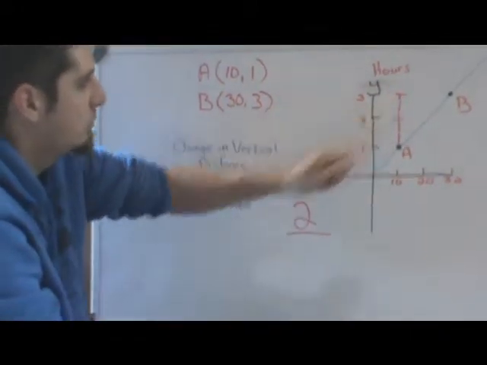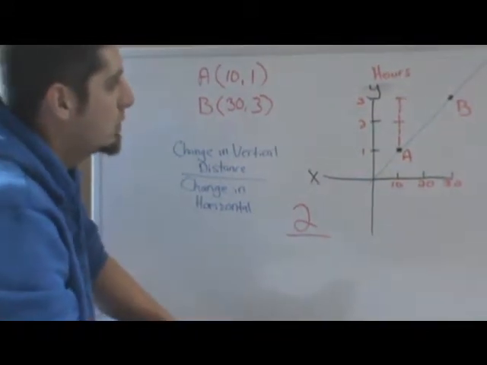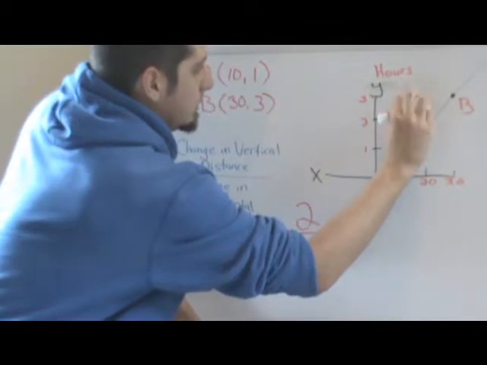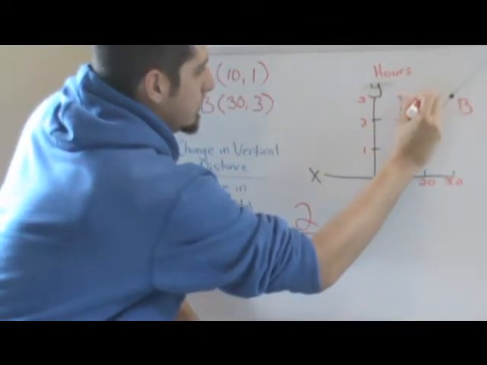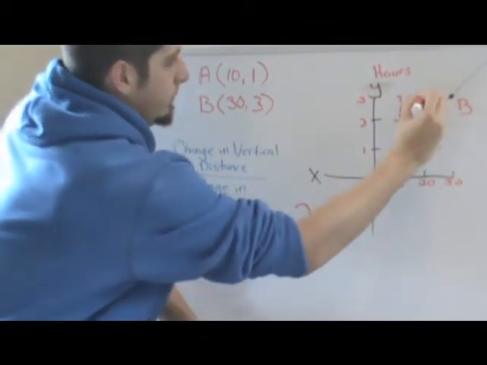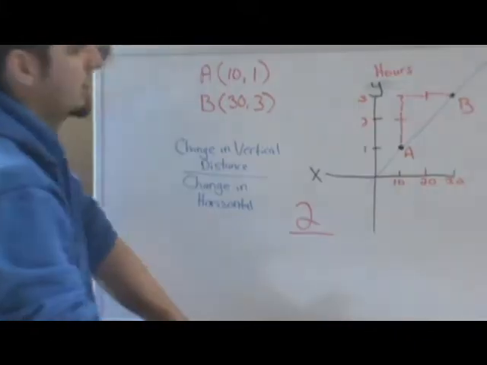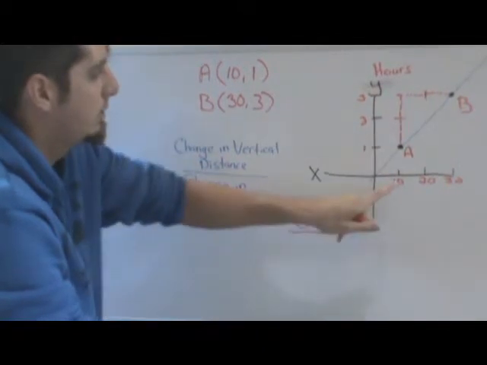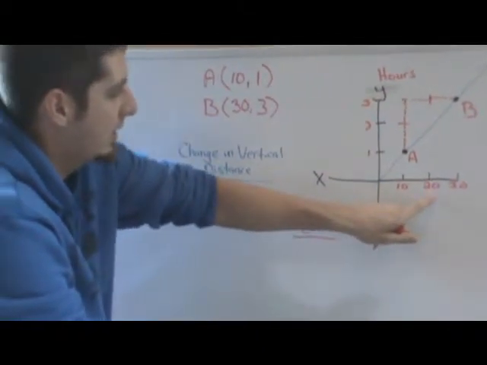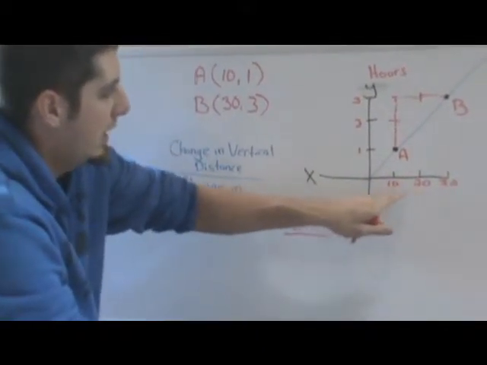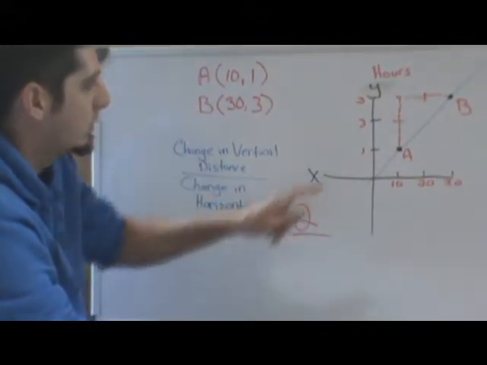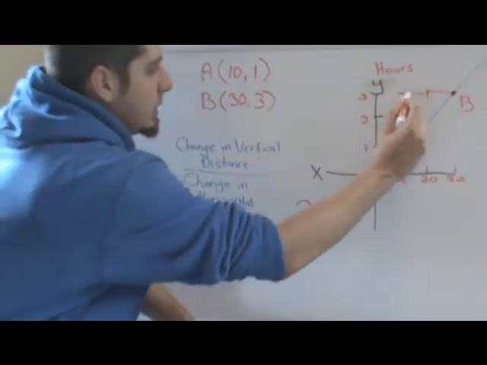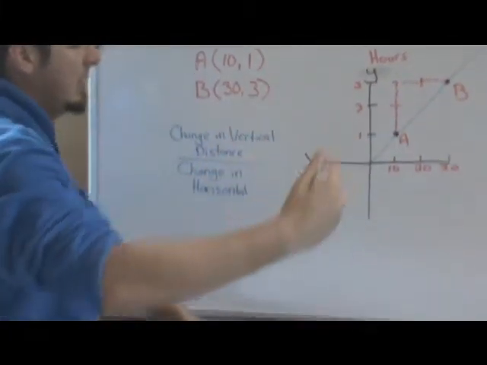I went up positive 2 spaces. The horizontal change, I went over 10, 20 spaces. Now the reason why I said 10 and 20 is because if you take a look at the x-axis, each slash is an increment of 10, whereas the y-axis is in increments of 1. So every time I go over a space, I'm actually moving over 10.